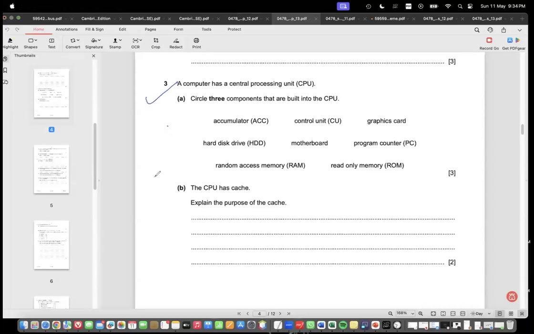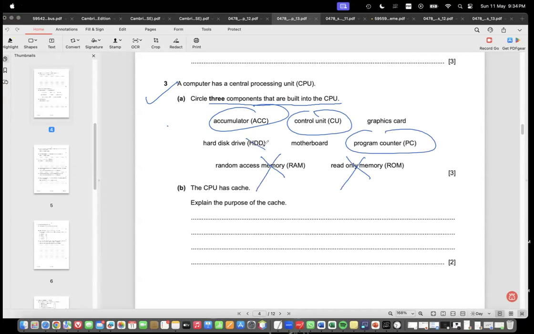Then this is another question from the 2023 IGCSE paper. Three components that are built into the CPU: accumulator, control unit, program counter. ROM is not inside the CPU, RAM is not inside the CPU, motherboard, hard disk, graphics card are not inside the CPU. The CPU has a cache. So what is cache? Cache is a primary memory. It can store data and instructions which are frequently used by the CPU. It is faster than DRAM, dynamic RAM.